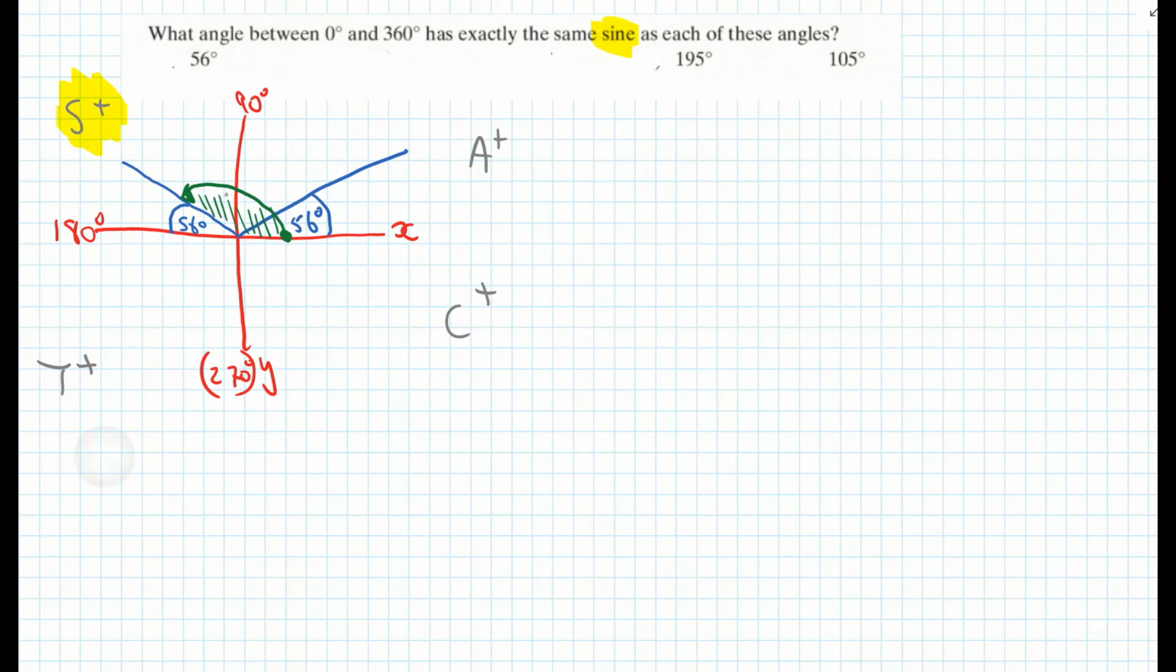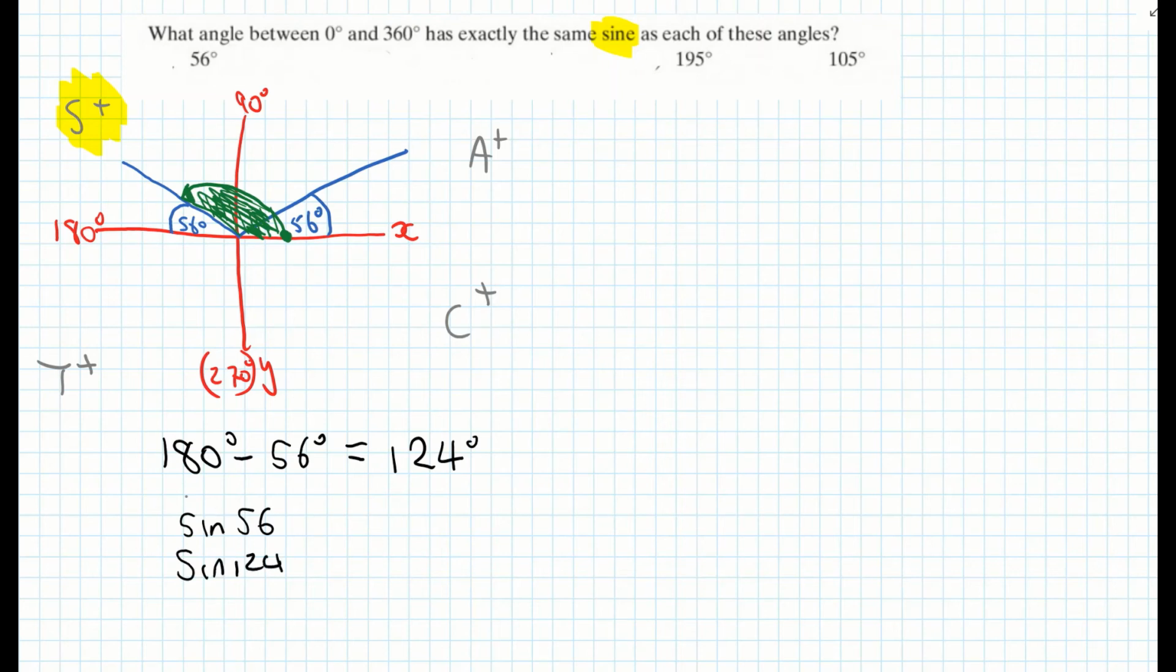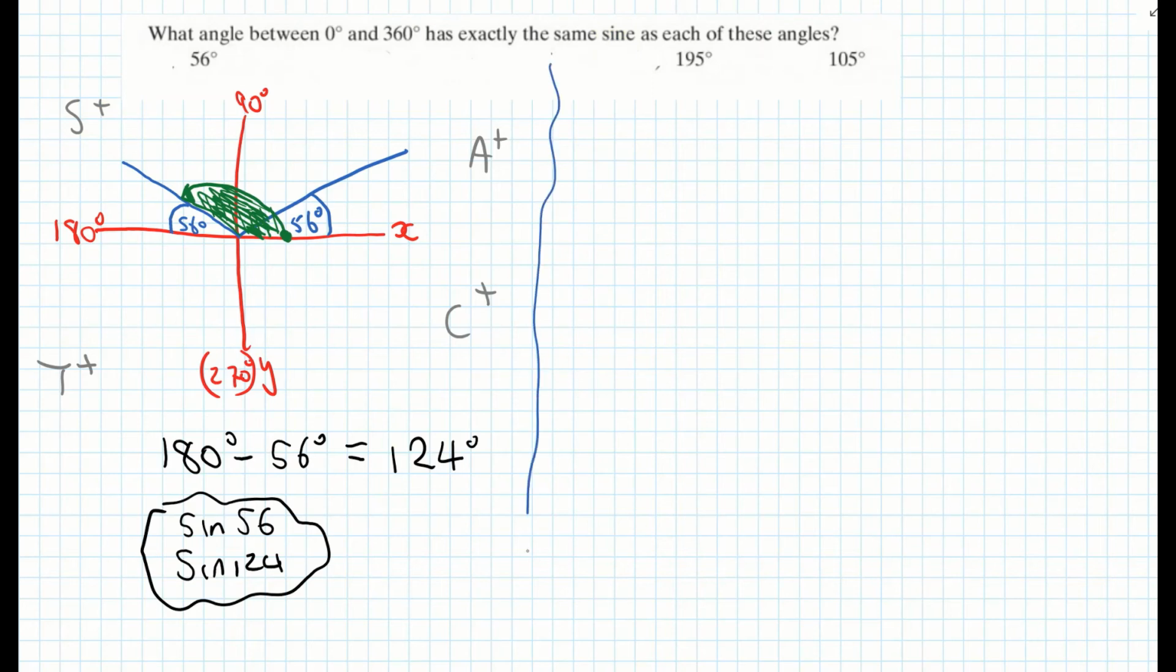That's what I have to find. And in order to find the value of that green angle that I've created, well, you know that the full x-axis is 180 degrees. So if I subtract the 56 degrees from the 180, that should give me the same angle, and that's giving me 124 degrees. So check it on your calculator. If you type in sine of 56 and sine of 124, they should give you the same answers. Okay, let's check out the second one here, 195 degrees.